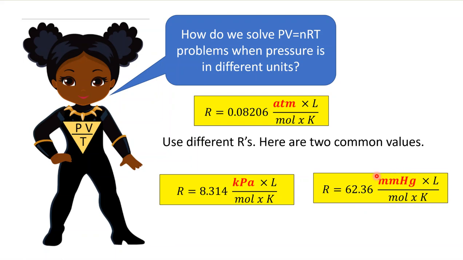Now all your problems are going to be right here, so you just need to write down that R is 0.08206, but in the future you might run into problems where you are using kPa or millimeters of mercury.